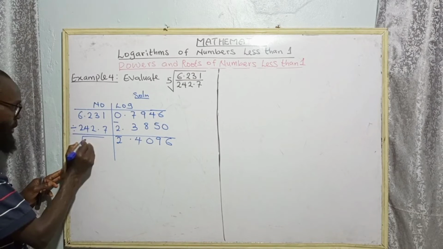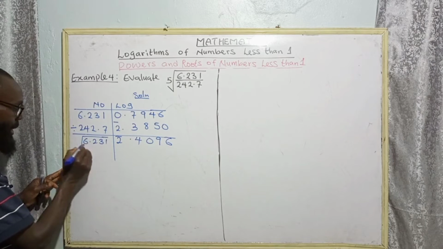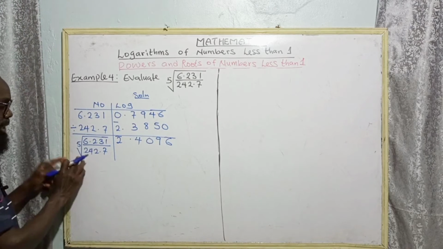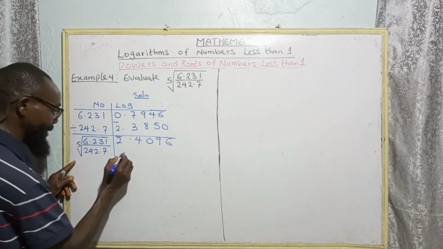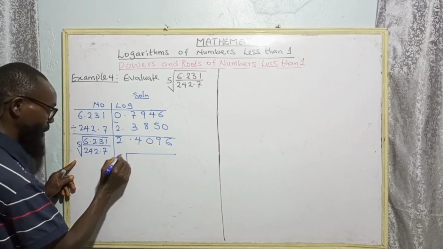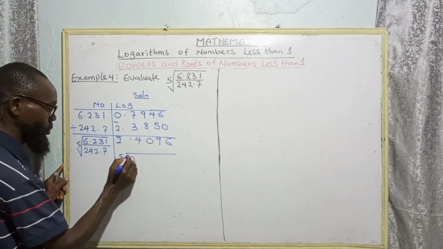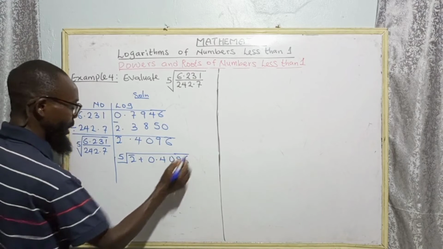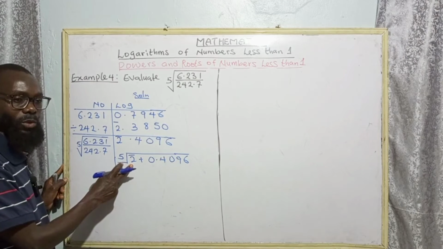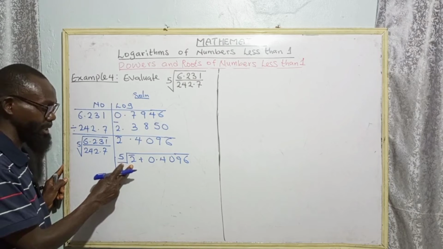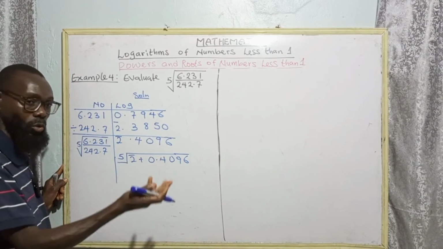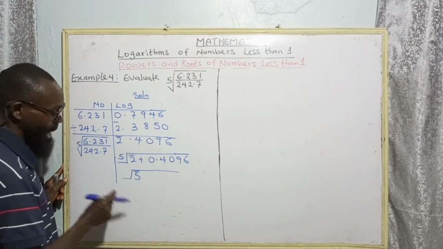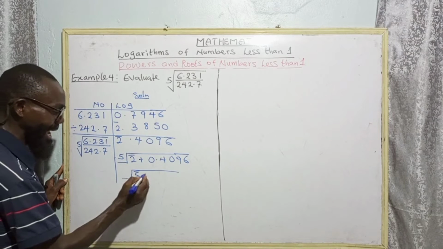That is bar 2. Now, we introduce our fifth roots. Fifth root of 6.231 divided by 242.7. So which means the fifth root changes to division. So I'm going to divide this. 5 is here. Bar 2 will be bar 2 plus 0.4096. 5 cannot go in 2 without remainder. So we have to increase this 2 to a number that 5 can go in. So let's increase it to 5. So we have bar 5 now. So I've increased this 2 by 3. Add the 3 to this 0.